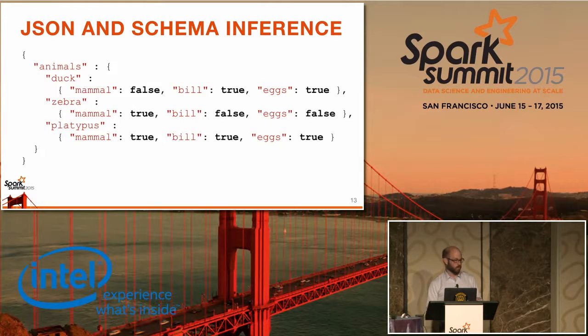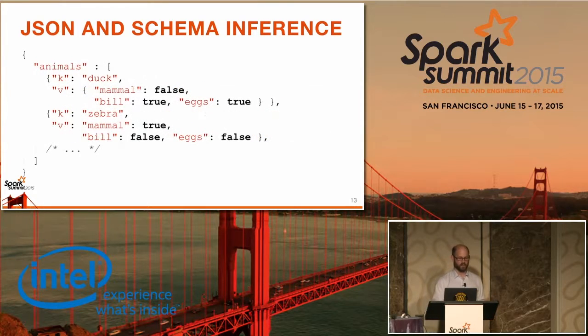If we give this to Spark SQL, it will give us a data frame that has an object called animals that has a duck field with a mammal field, a bill field, an egg field, a zebra field, and so on. That's not really what we want to write queries against. Instead, it would be better if our maps looked like a list of key value pairs, because then we have a fixed schema for each element in this array, and we can write more useful queries or find another way to normalize these data and deal with it.